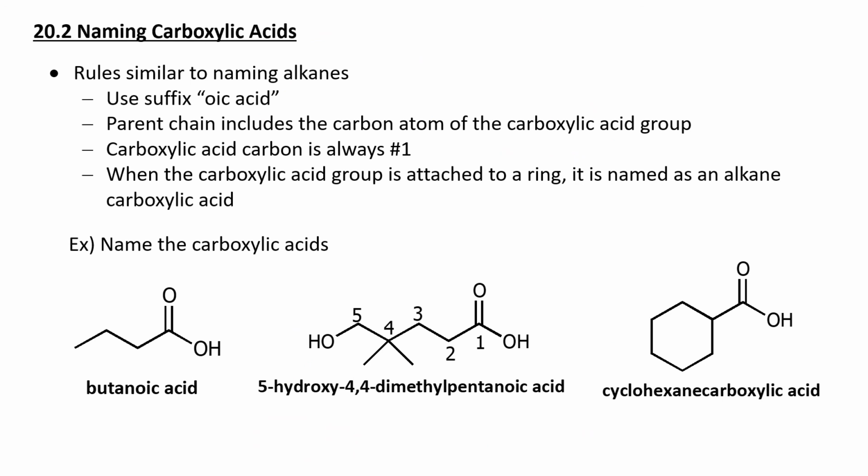Moving along to section 20.2, we're going to look at naming carboxylic acids. All the same rules apply. However, our suffix now becomes -oic acid. And the carboxylic acid has the highest priority on our functional group priority list.